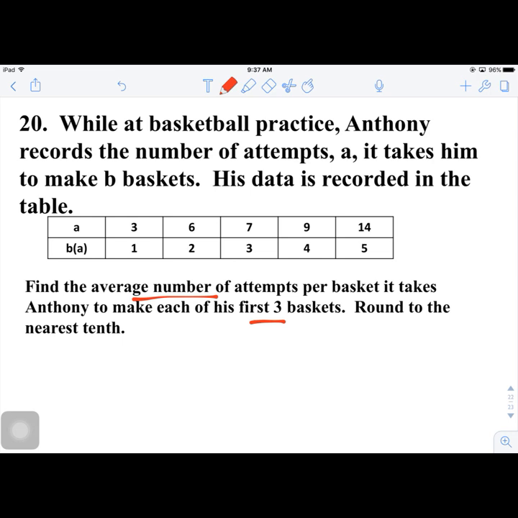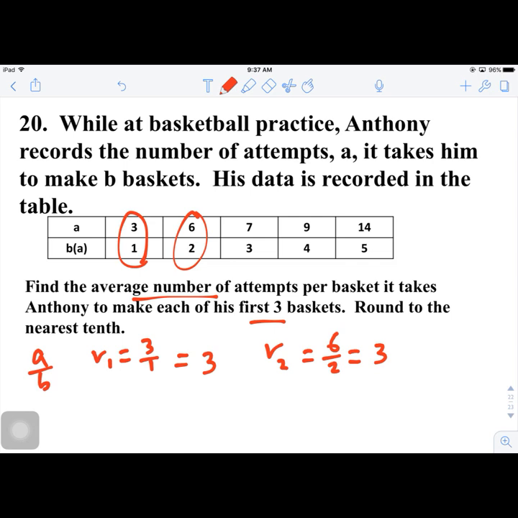So if we look at this as a ratio for the first basket, his rate is going to be 3 divided by 1. That's A over B, A divided by B, which is going to be 3. And we have R2, which is the second basket, is going to be 6 over 2. That's going to be 3. And then continuing, R3 is going to be 7 over 3, which is 2.3.